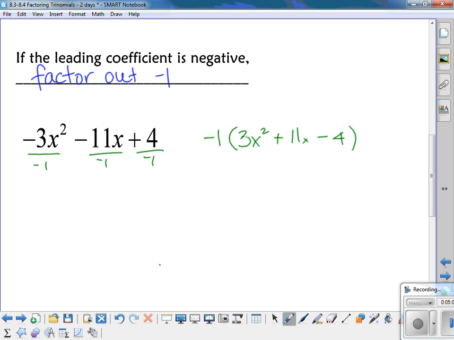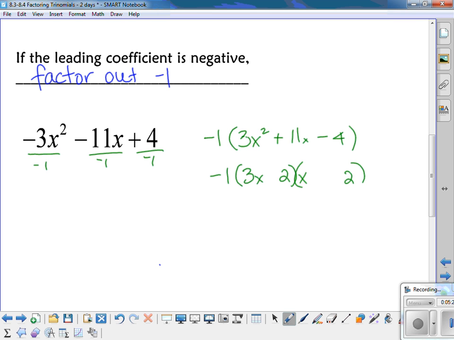So the negative 1 sticks around. We don't just throw it away. It's still part of your answer. But now I just have to look at what's in the parentheses and factor that. So how could I get 3x squared? 3x times x, yeah. How could I get 4? I could get 2 and 2, or 4 and 1.